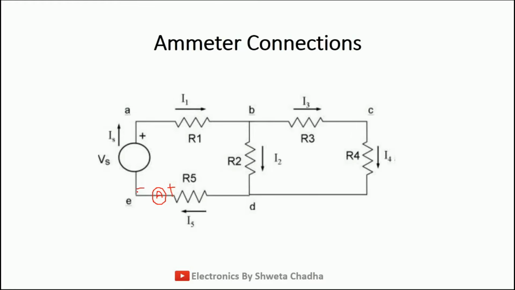Now the negative of the ammeter will be connected with the negative of the supply, and the positive of the ammeter will be connected with R5. Hence, we will be able to calculate the value of current I5. Once we have calculated all the values of currents I1, I2, I3, I4 and I5, as already discussed in the node equations, we substitute all these values in the node equations and hence we can verify Kirchhoff's current law practically as well. Now let us see the connections.